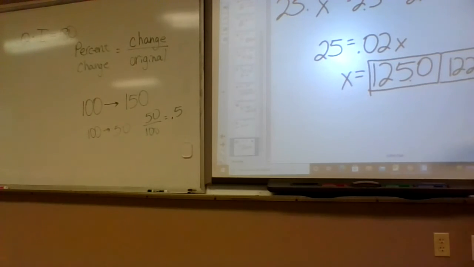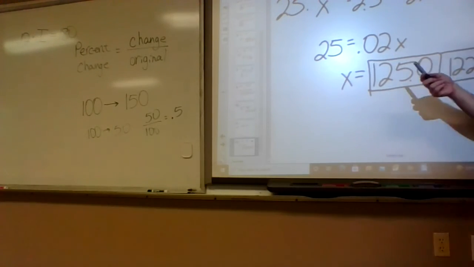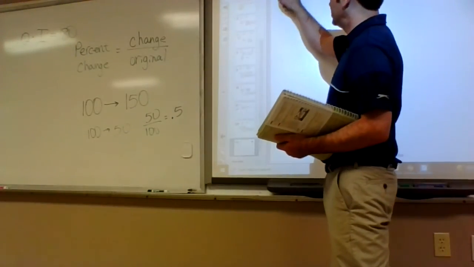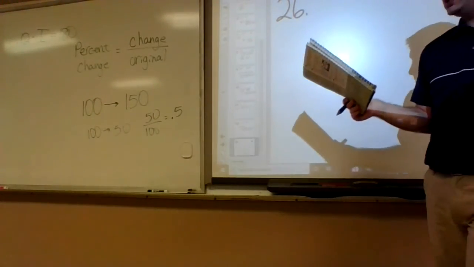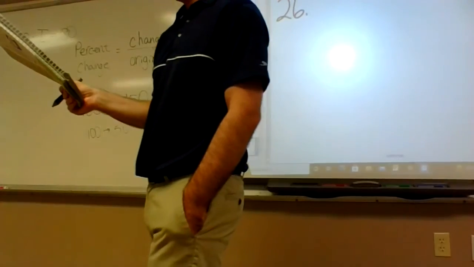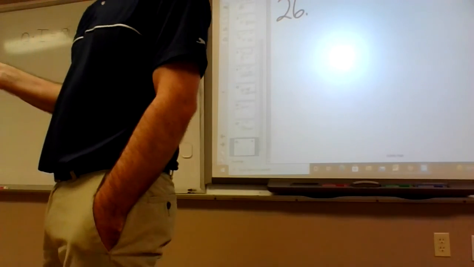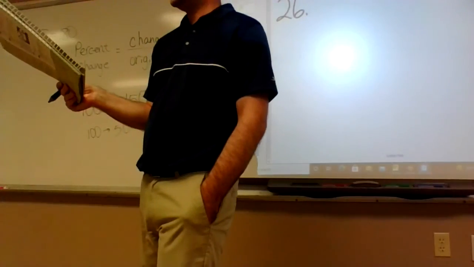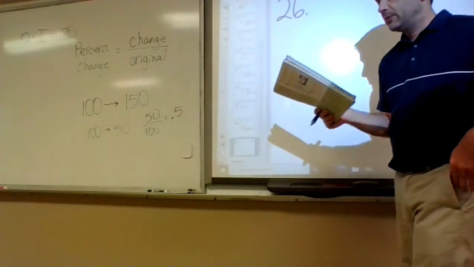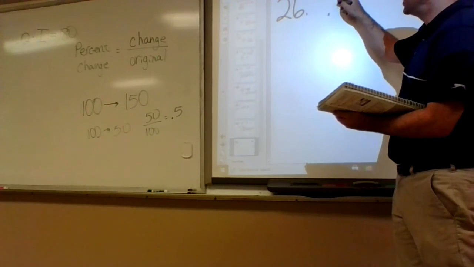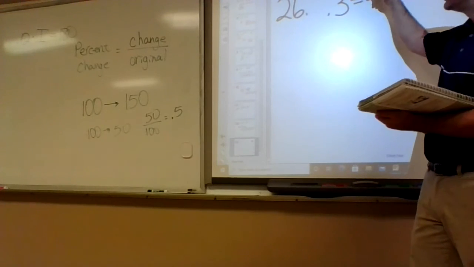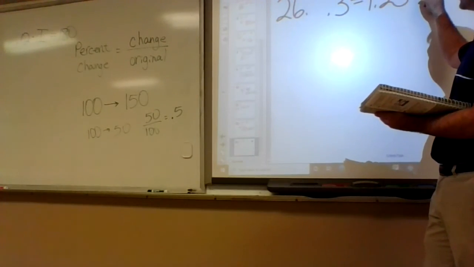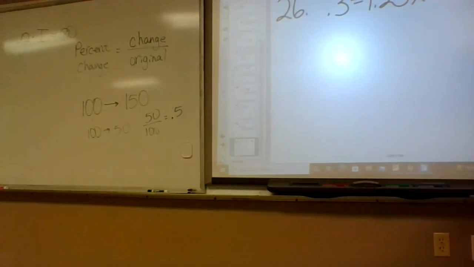Okay, so I'm going to do the same thing on 26. You guys get that? On 26, I'll help you with the first step again. Second step should be easy. So on 26, they're saying 0.3 is 125% of the original number, basically. 0.3 equals 125% of the original. I'll call X the original again. So solve that for X.